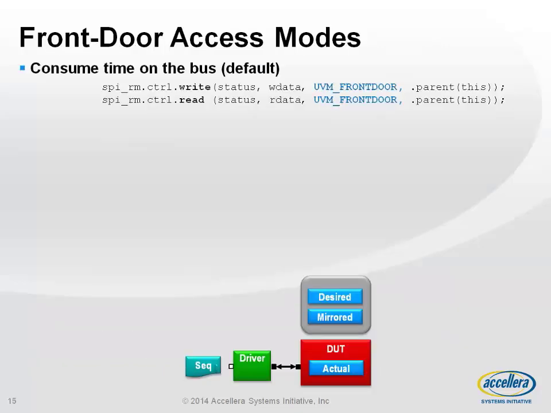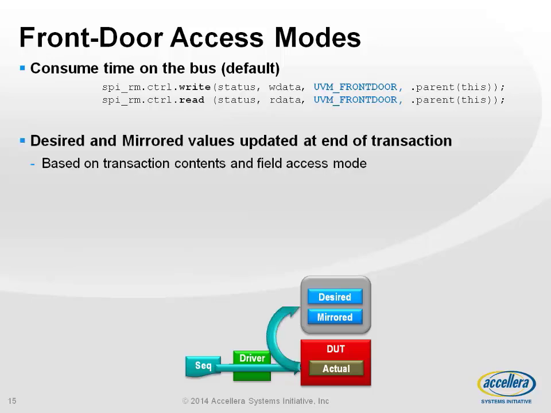Front door access methods, they consume time on the bus, and they look something like this that we just saw, right? So register model dot register dot read or write, and we specify the status, the data, the UVM front door is the path, as I said, UVM front door is the default, and then the parent. So if you want to explicitly say, I definitely want to do a front door access so that somebody looking at your code can actually know that, you can specify it this way. And what happens is we go and we do the transaction on the bus, and then we update these two values in the register model.